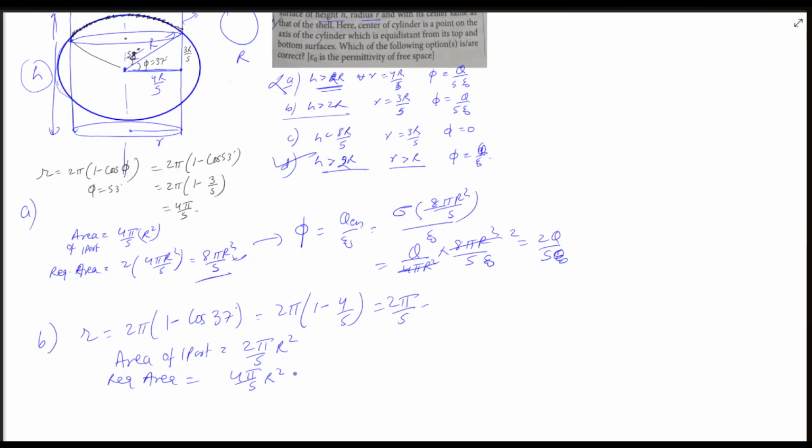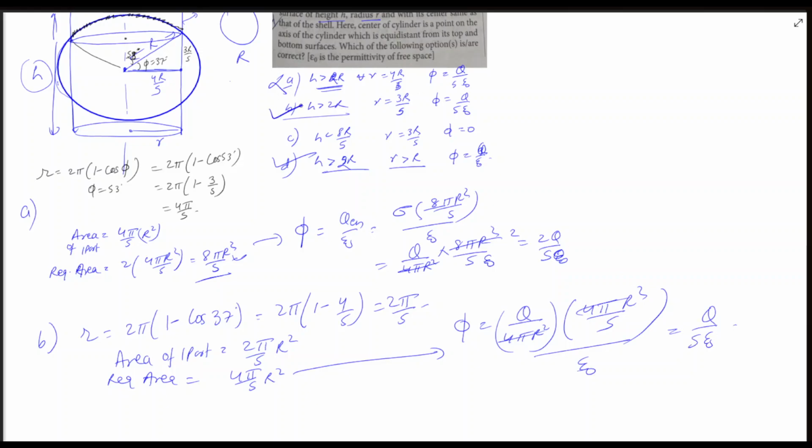right? So from that, the flux will be simply Q upon 4 pi r square into 4 pi r square by 5 upon epsilon naught. Simple. Just in the place of 8 pi r square by 5, we have to write 4 pi r square by 5. Okay, so 4 pi r square will be cancelled. It will be Q upon 5 epsilon naught, which is matching. Yes, so B is correct.